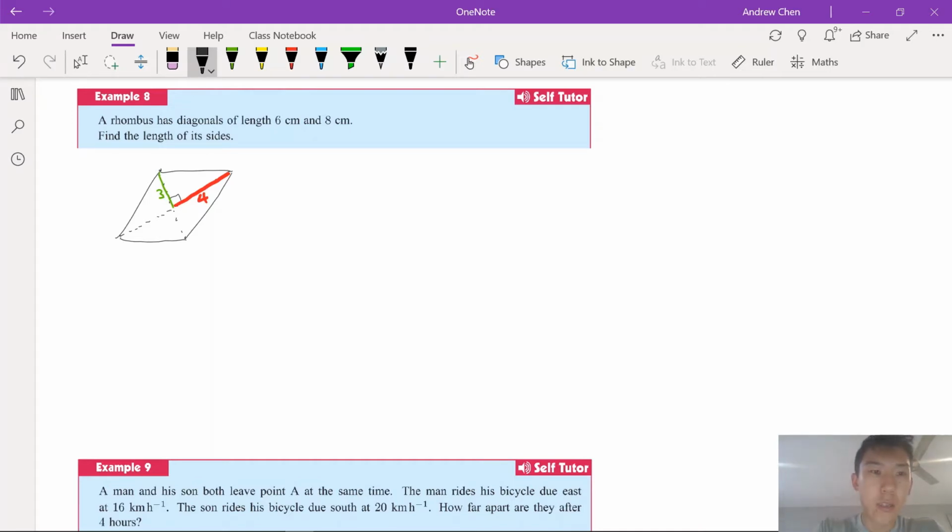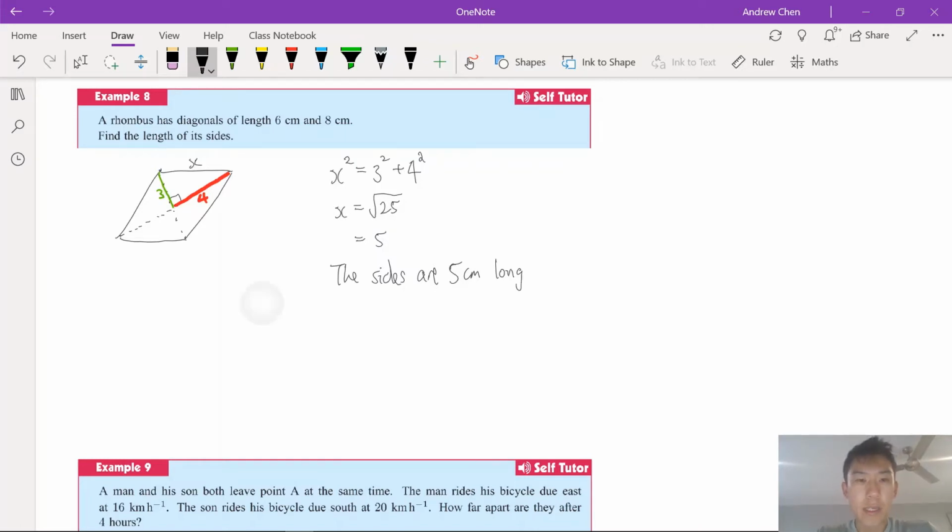Find the length of its sides. All the sides are equal, so I only need one side. Let's make it x. And we have a right angle triangle. Let's use Pythagoras' theorem. x is going to be our hypotenuse. So x squared equals 3 squared plus 4 squared. x equals the square root of 9 plus 16, which is 25, which is 5. And we don't want the negative answer because we don't want a negative side length. So the sides are 5 centimeters long.